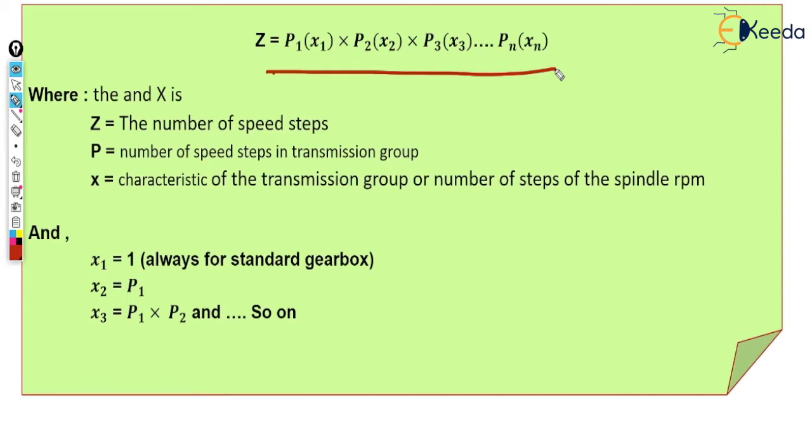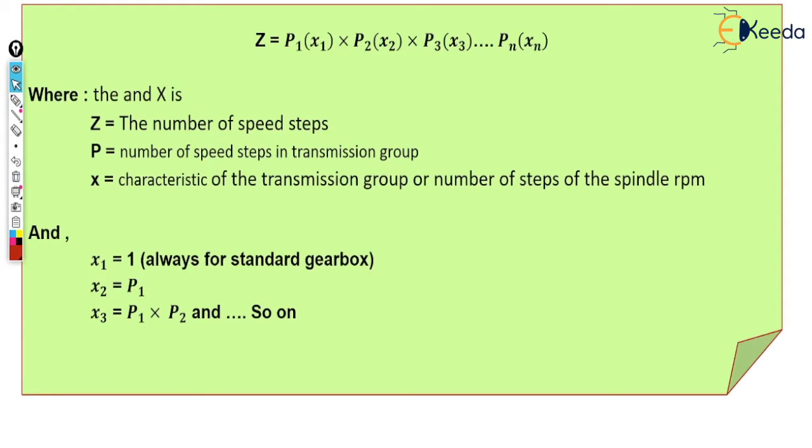Now in case of a standard gearbox, how would you determine these values? First, in a standard gearbox, we always try to keep x1 equal to 1. x2 is always equal to p1, and x3 is the multiplication of p1 and p2. Similarly, x4 will be p1 multiplied by p2 multiplied by p3. Similarly, this will go on.